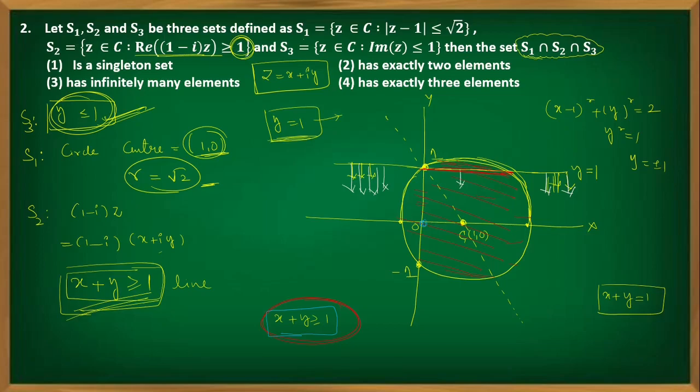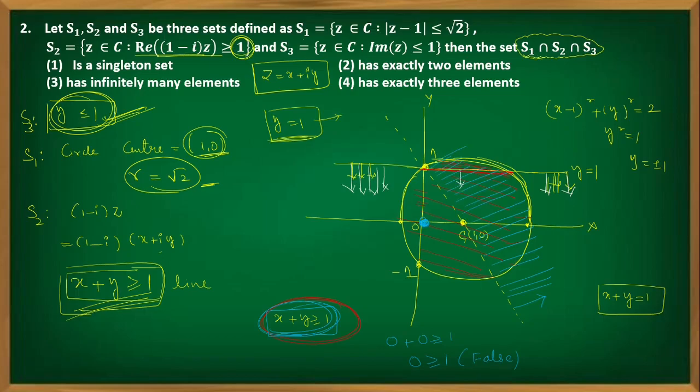For example, the origin. If I substitute the origin in this, what will happen? 0 plus 0 is greater than or equal to 1. Yes or no? So 0 greater than or equal to 1 is true or false? It is false. So therefore the region is not this side, the region is this side, meaning above the line. So therefore this is the region x plus y greater than or equal to 1 represents.